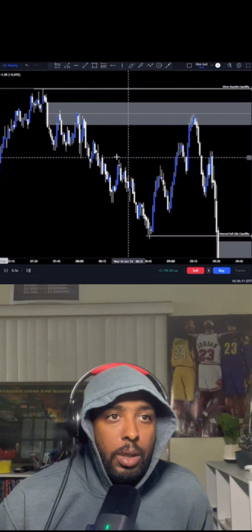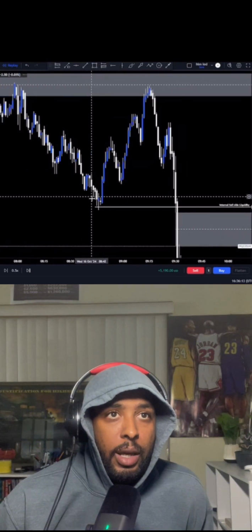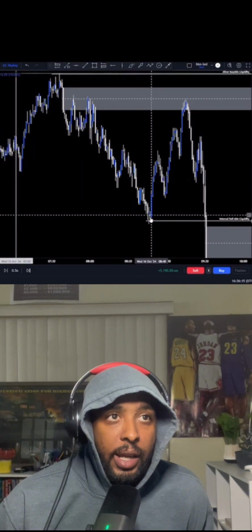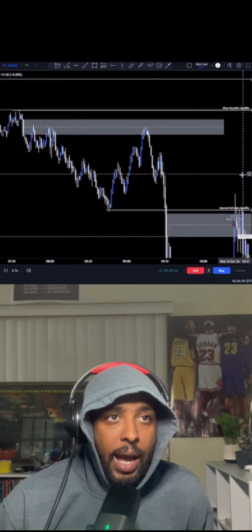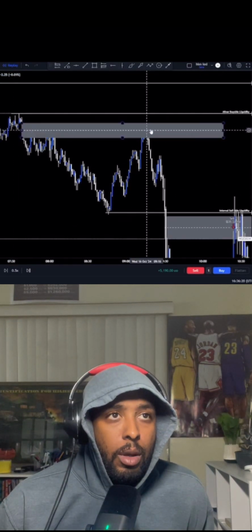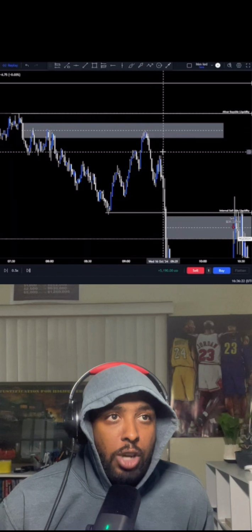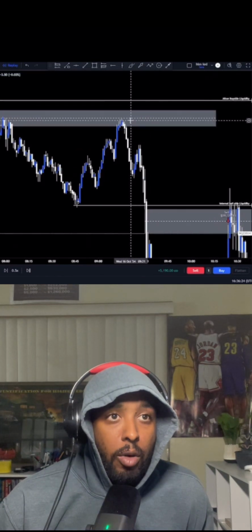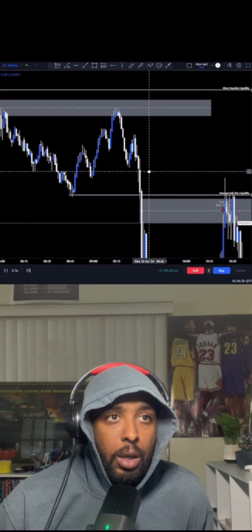After it swept the lows, 8:30 came back above again. Used this same order block fair value gap right here as a PDRA, and it respected it, and then just dropped again. So you see how you could have caught plays right in pre-market before market open.